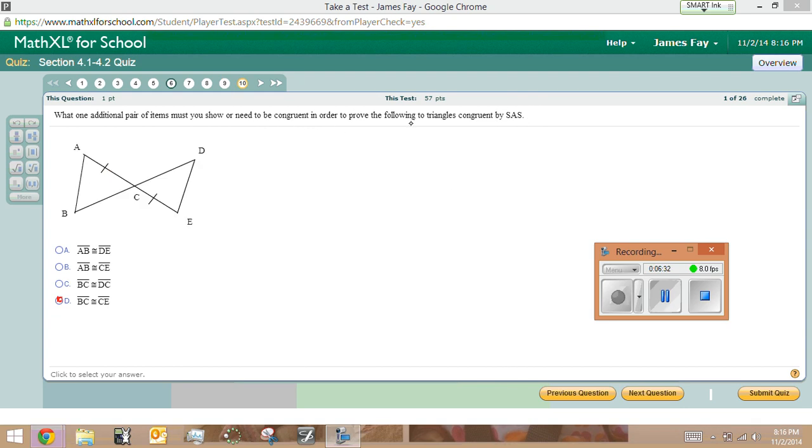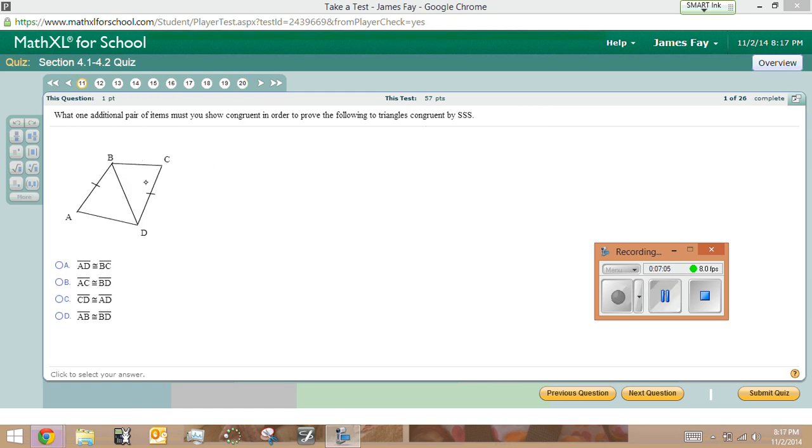Alright, here they want us to do the same thing, still using side, angle, side. They explicitly tell me that AC is congruent to CE. We implicitly know that that angle and that angle are congruent because they're vertical angles. So that's what our picture gives us. The next thing we would want to show is that that segment is congruent to that segment. So if we're looking at our options, it's BC and DC. They have to be congruent. So that one.